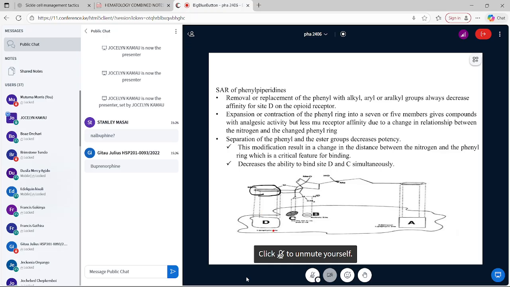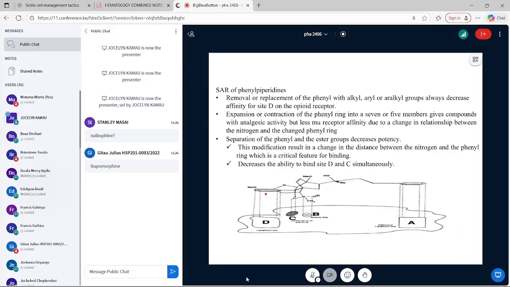And that D portion of the receptor is hydrophobic, because this is hydrophobic to interact with that D portion found within the receptor, and that portion is also hydrophobic. So you can see that direct interaction of the phenyl ring, and that is why all these compounds require that phenyl ring.